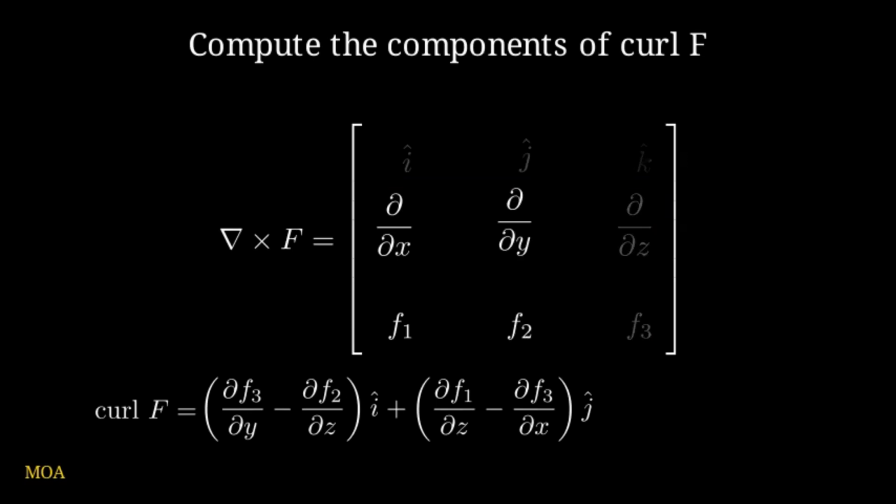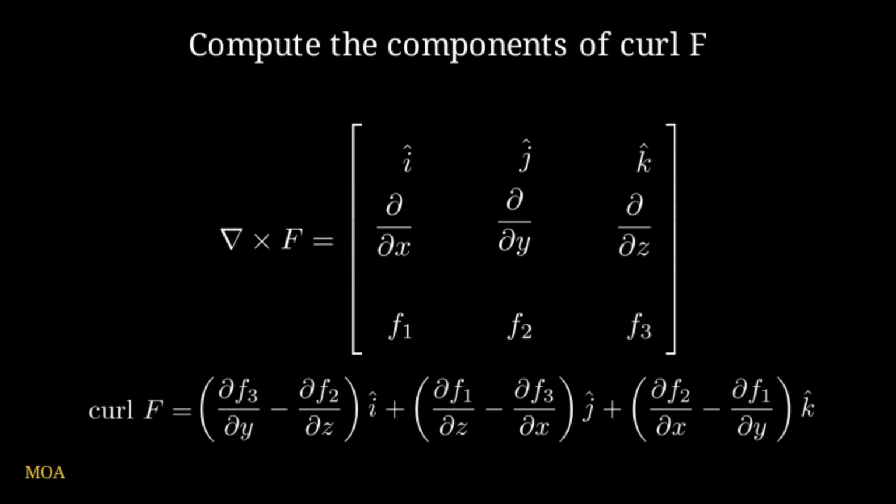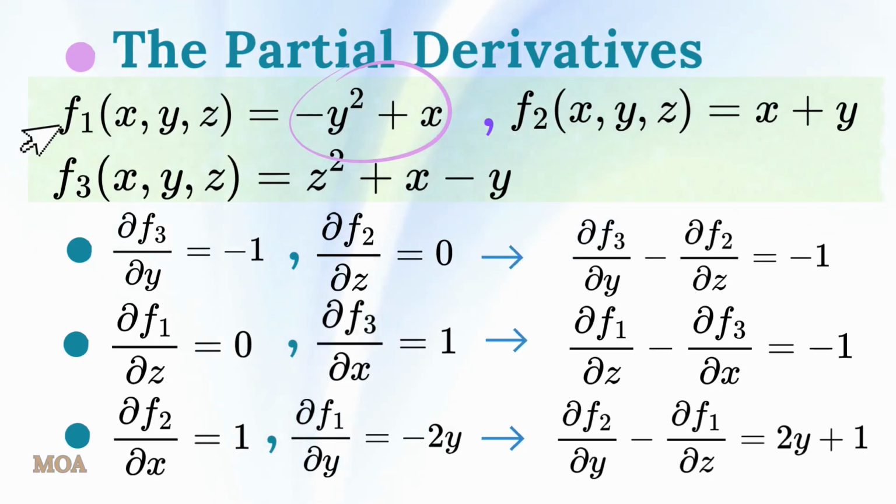Likewise, we hide the first row and the third column of the determinant. We take the partial derivative of f sub 2 with respect to x minus the partial derivative of f sub 1 with respect to y. This difference is in the direction of the unit vector k. What comes next? Now we compute the partial derivatives for each component.